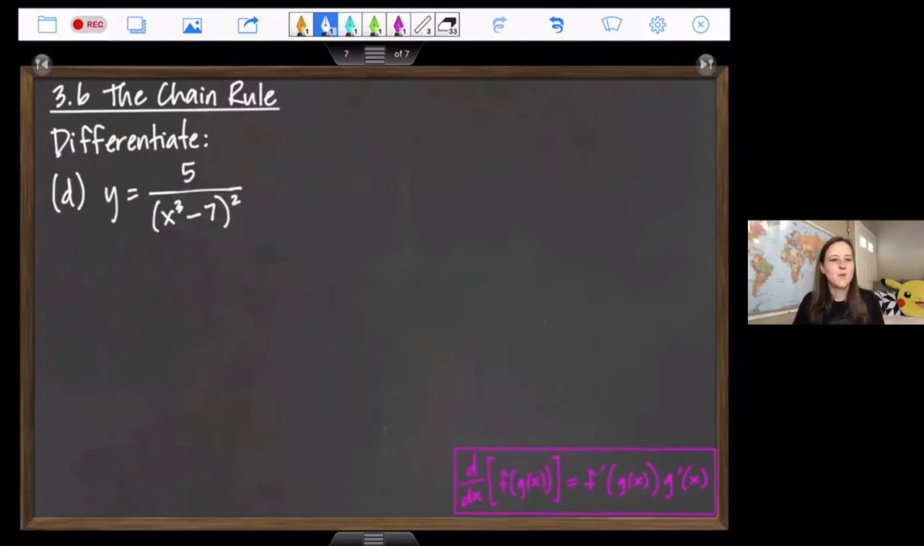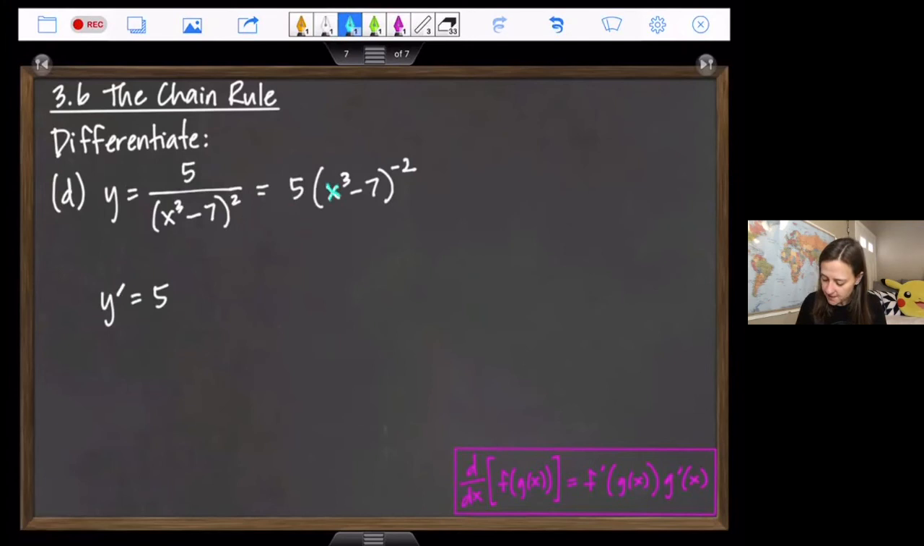Let's take a look at this one, y equals 5 over x cubed minus 7 squared. You could use the quotient rule for this one. A much easier way to do that, since there's only a 5 up in the numerator, would be to rewrite this with a negative exponent. And that way the 5 is just a constant multiplier, and we can treat the x cubed minus 7 to the negative 2 with a chain rule. Right, so we're going to take the derivative. We know that that 5 is just going to go along for the ride, and then we need to treat the rest of it with a chain rule.